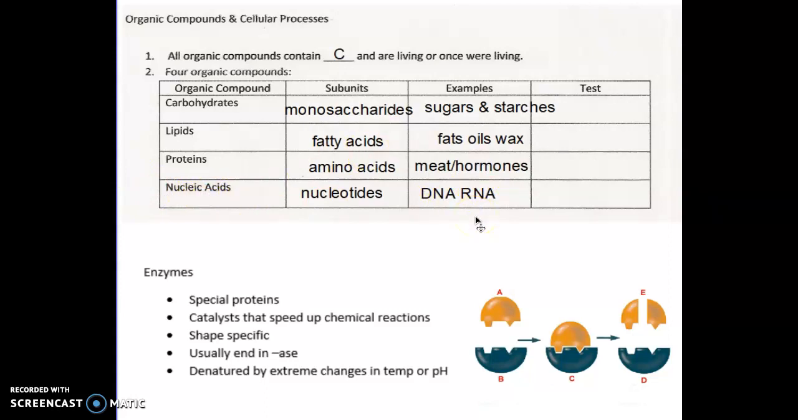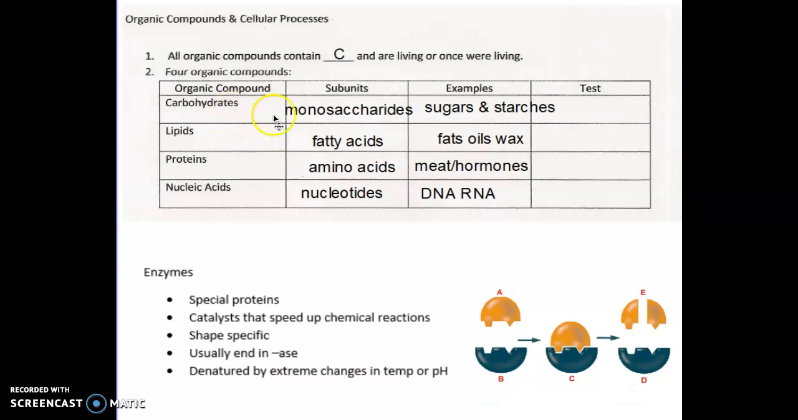Okay, so guys, if I had to guess, probably the most important or most common skill that you'll have to do with organic compounds is you'll have to match the organic compound with its subunits. I've seen it as a click and drag. I've seen it as a matching. I've seen it as multiple choice. Those are all options.